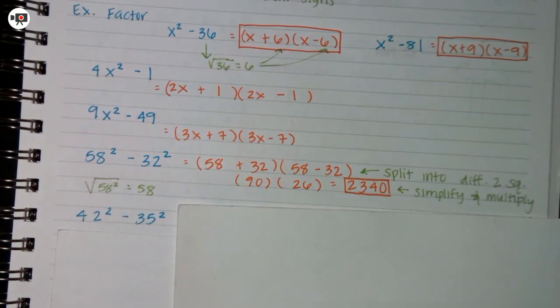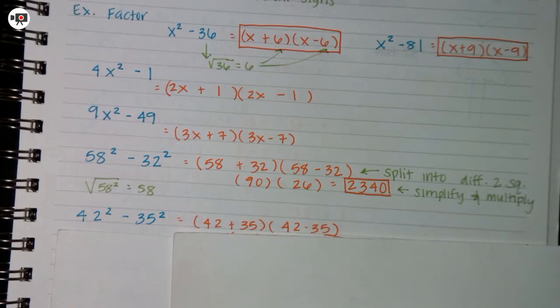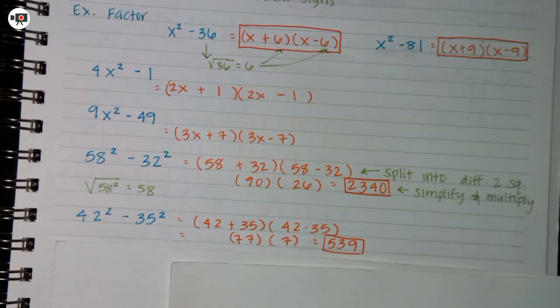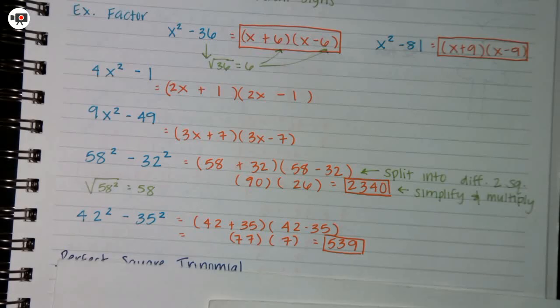So if we try the same idea again, I'd get 42 plus 35 times 42 minus 35. And then that would be 77 times 7, which is 539.